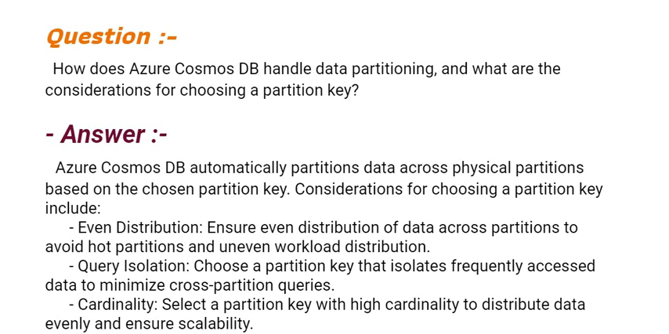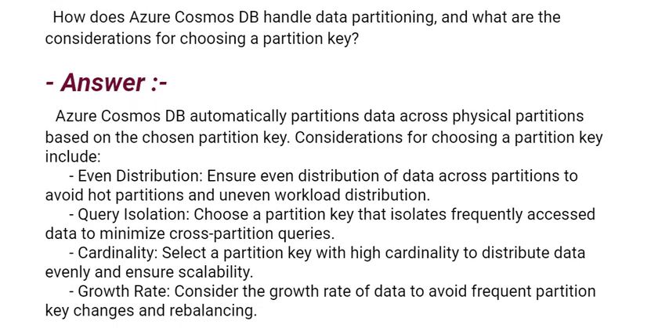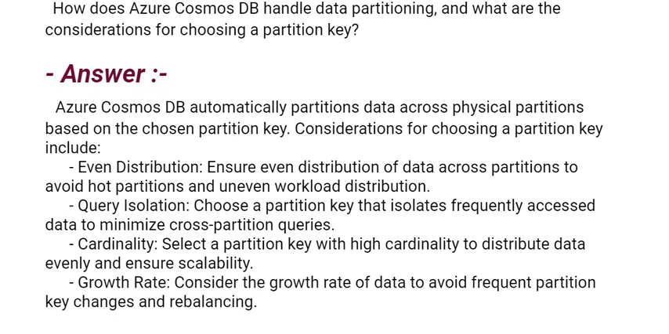Second, query isolation. Choose the partition key that isolates frequently accessed data to minimize cross-partition queries. Third, cardinality. Select a partition key with high cardinality to distribute data evenly and ensure scalability. And the fourth one is growth rate. Consider the growth rate of data to avoid frequent partition key changes and rebalancing.